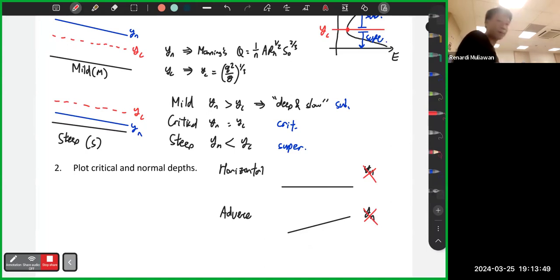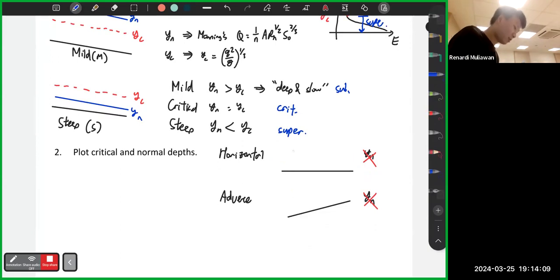Why is there no normal depth? Because if you go to the definition of normal depth, it's the quote-unquote normal flow when there is no obstruction. Can you imagine? There's no obstruction, the flow is what we call the normal depth. For a horizontal slope, there's no way for the water to flow unless there's an external force or a change, correct? So that's why we don't have a normal depth here, because there's no quote-unquote normal condition. The flow cannot just go by itself. The same with adverse. So for horizontal and adverse, there's no normal depth. The flow is always changing.